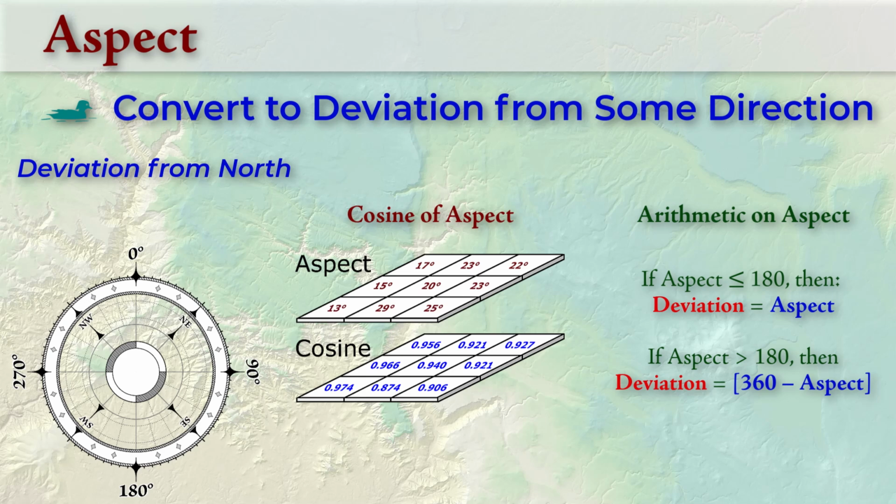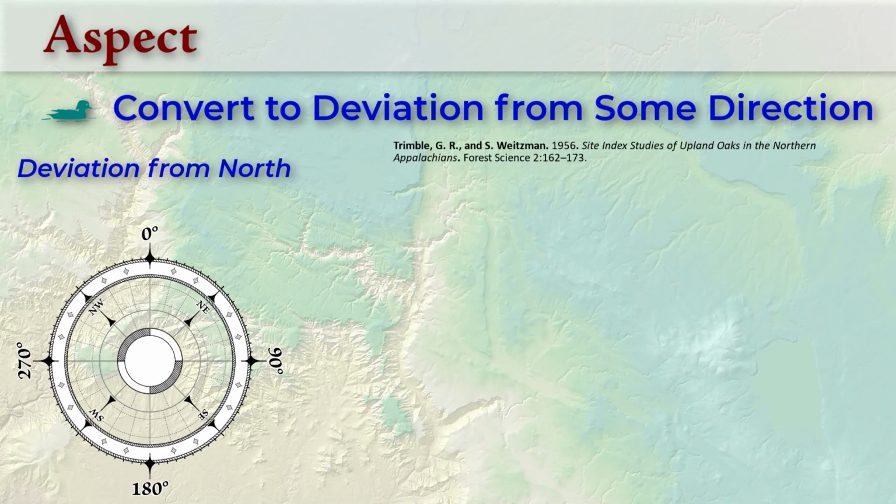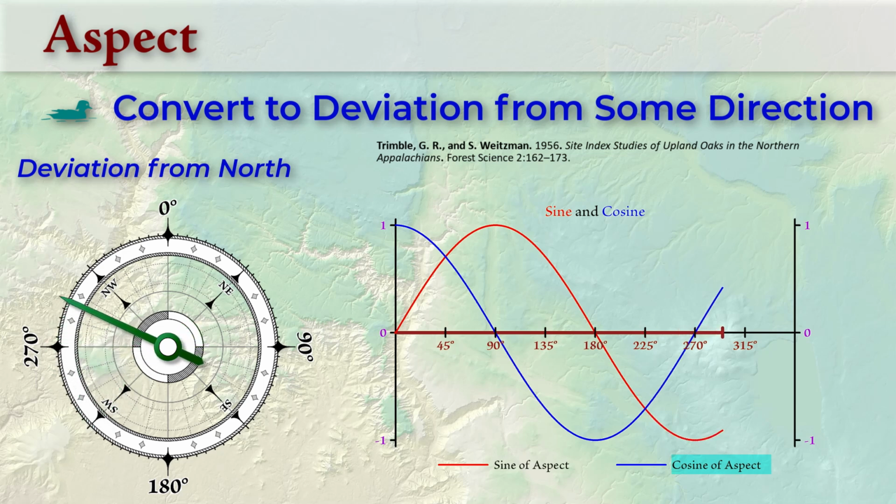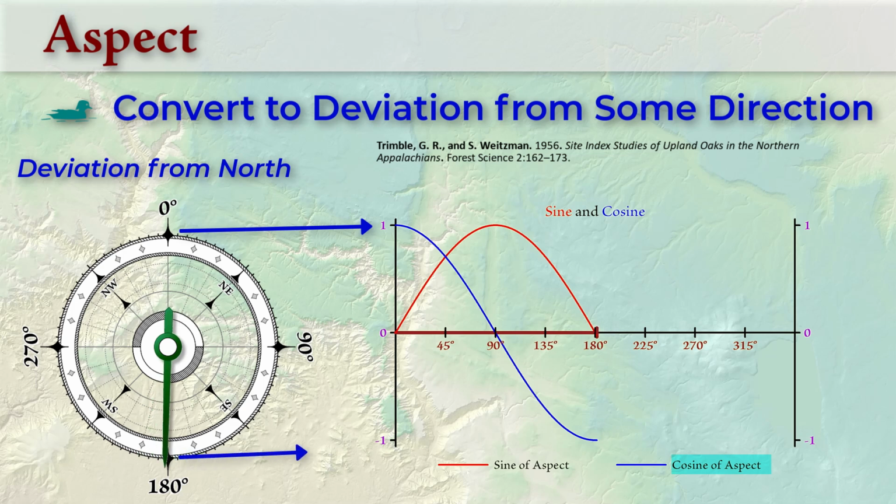If you remember the discussion in our last lecture about applying mathematical functions to rasters, this is another example of that. Trimble and Weitzman, back in 1956, first proposed a method of taking the cosine of aspect. It turns out to directly convert the aspect into a value ranging from -1 to 1. A +1 means that the landscape is facing due north, and -1 means it's facing due south. Values near 0 are balanced between north and south, but there's no indication of whether it's facing east or west.